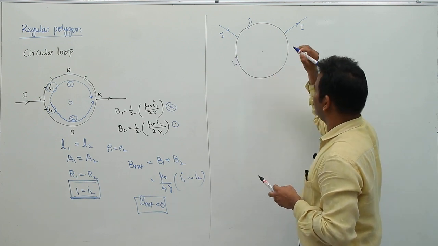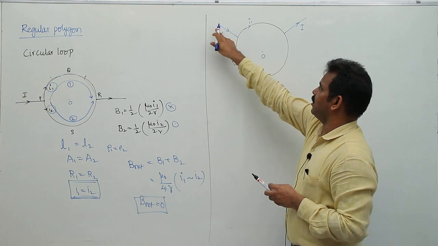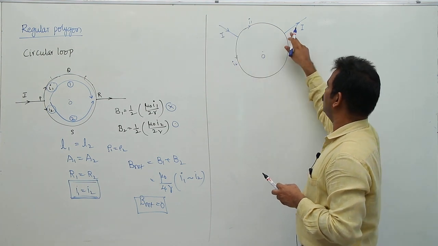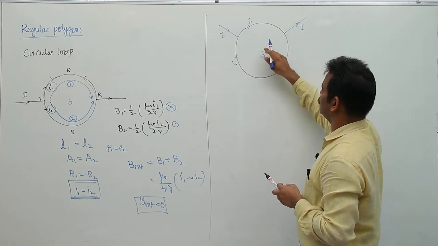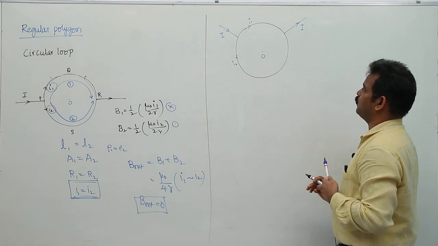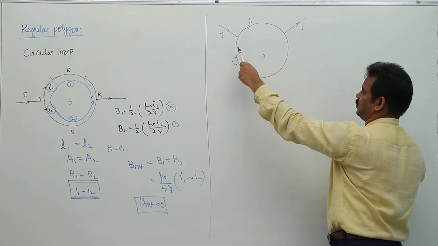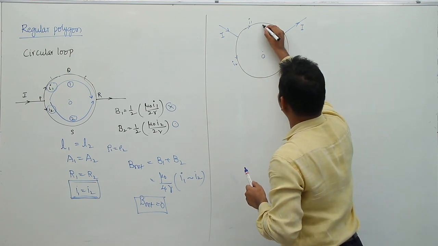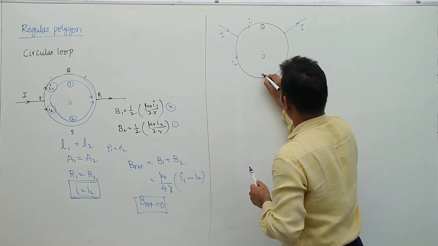So what is the magnetic field at the center O? We know that the magnetic field due to this wire at this point will be 0, because this point is on the axis of these 2 straight wires. Now let me find out the magnetic field due to the upper portion and the lower portion. Let me take this path as 1, this path as 2.